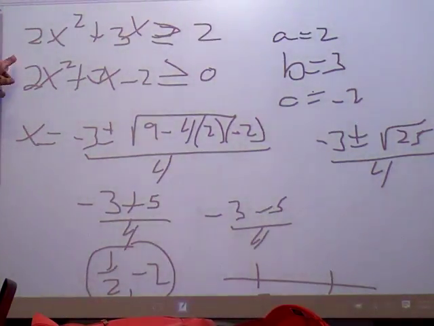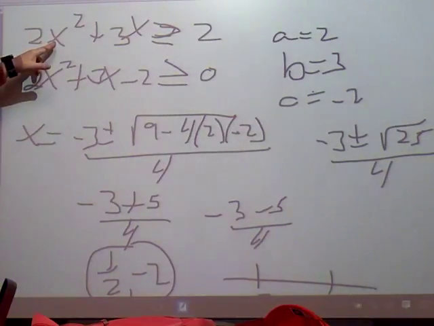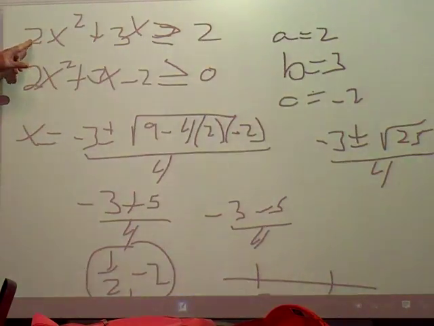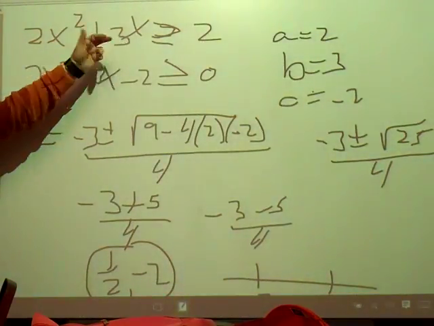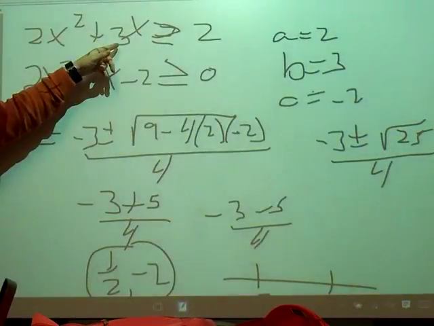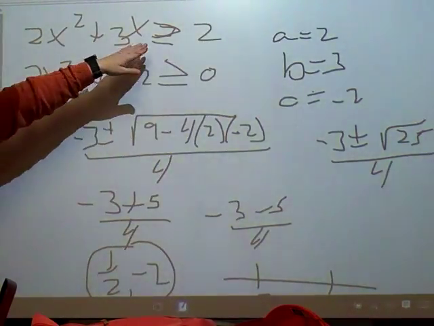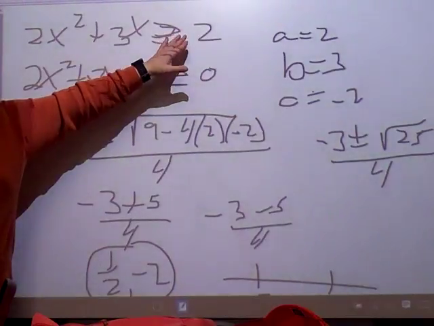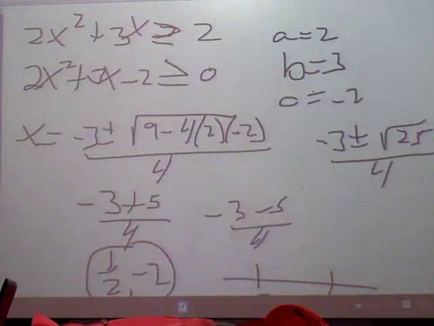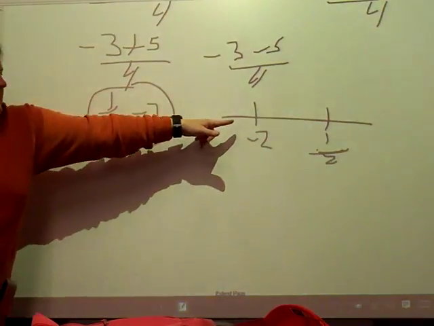So negative 3, isn't that what you said, Rachel? Negative 3 squared is 9, times 2 is 18. 3 times negative 3 is negative 9. 18 plus negative 9 is 9. Is 9 greater than or equal to 2? True or false? Yes, Aaron's right. So that section gets shaded.